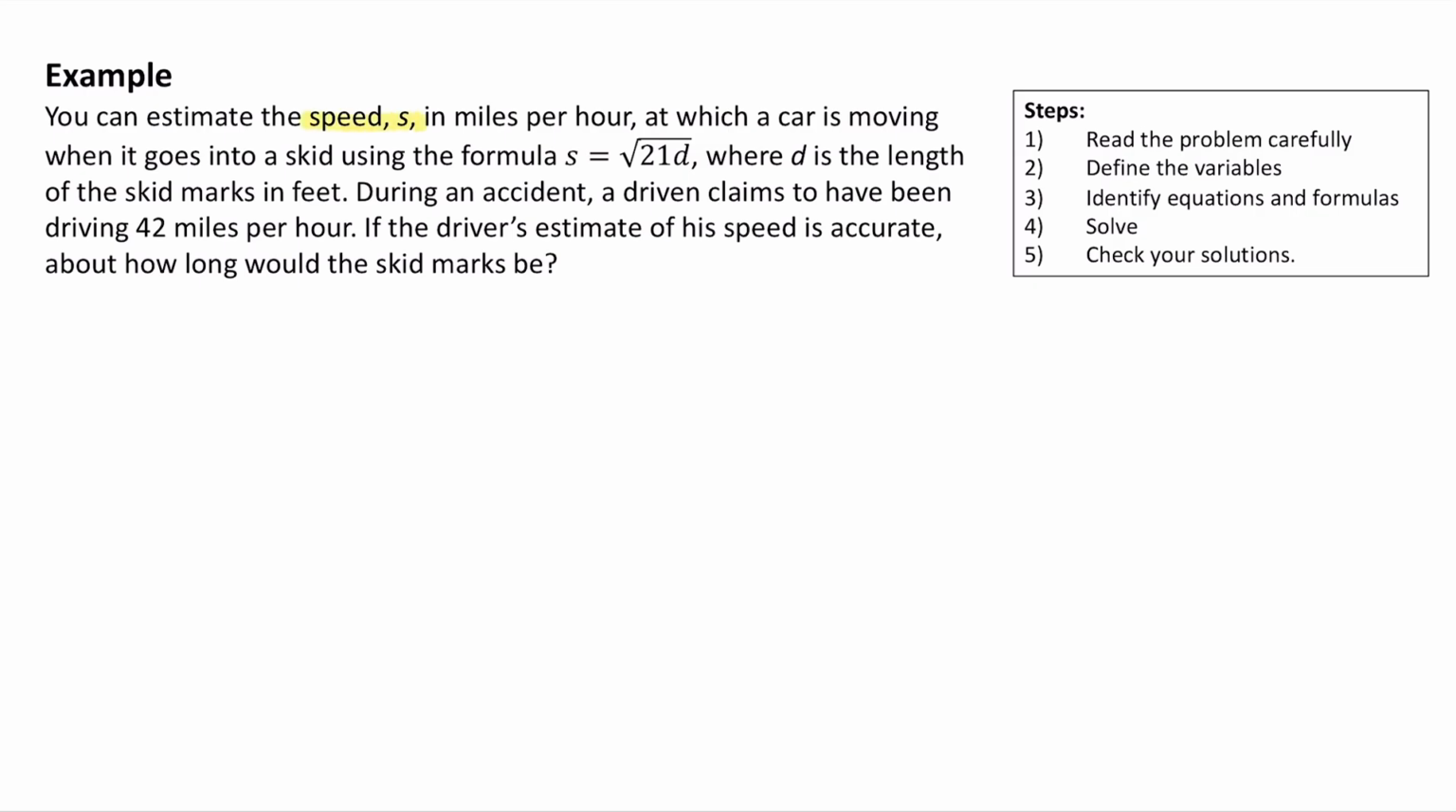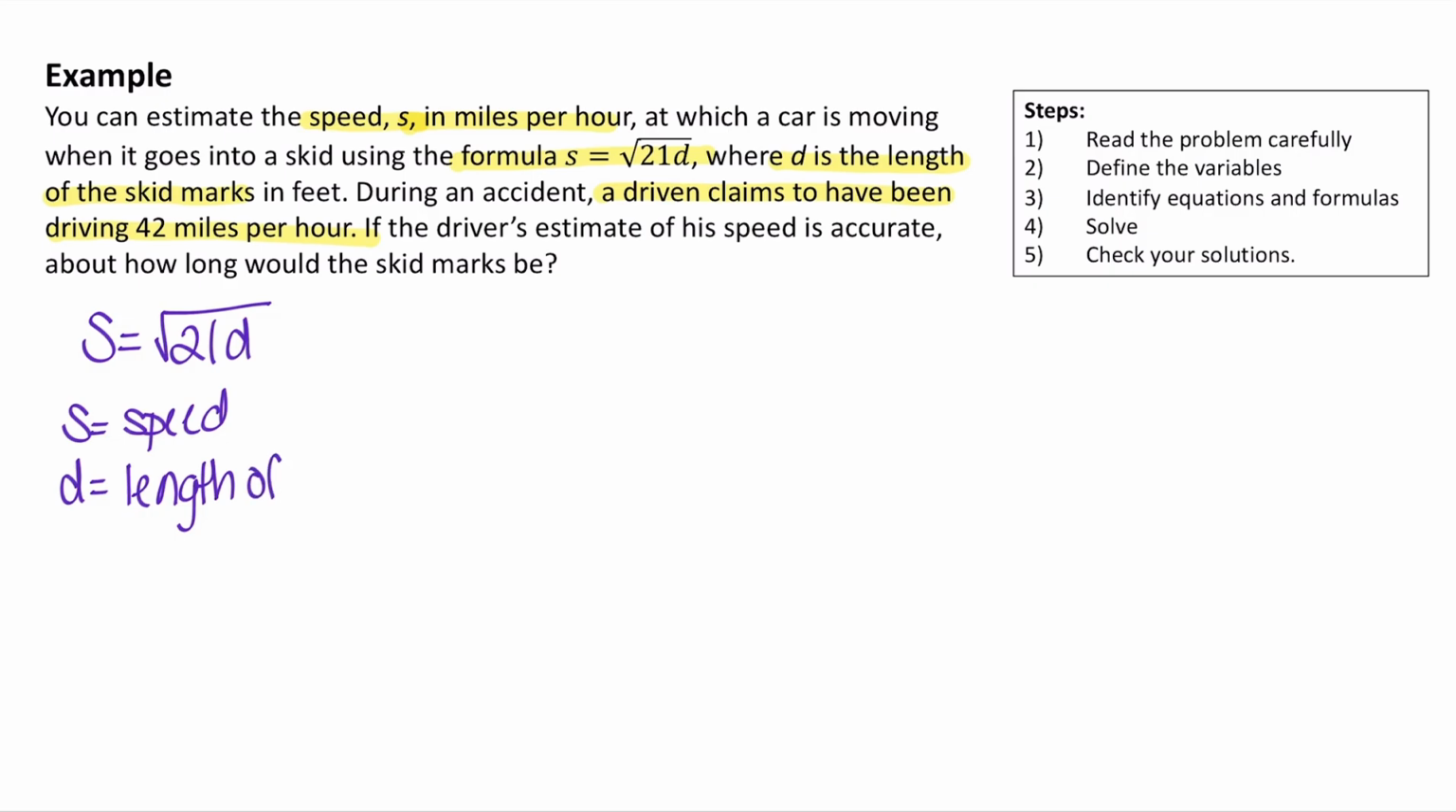So we have speed s in miles per hour. And here is a very important formula that we have. D is the length of the skid marks. And a driver claims to have been driving 42 miles per hour. So let's go ahead and define our variables. They're already given to us. We have s equals the square root of 21d. So s is speed. D is the length of the skid marks.